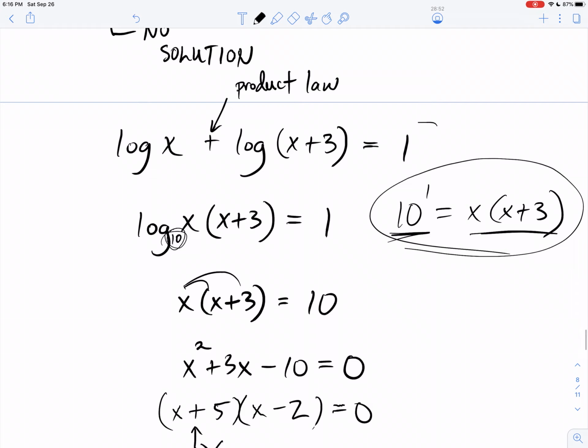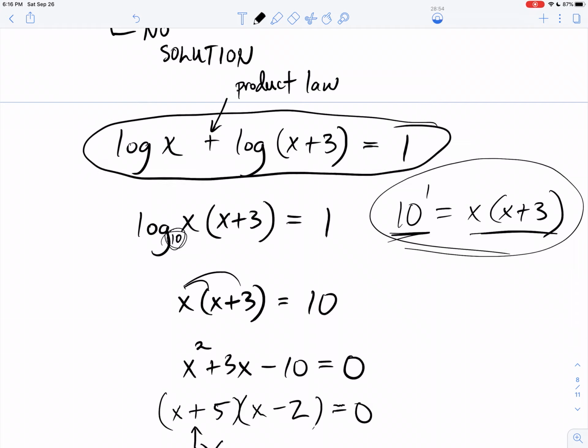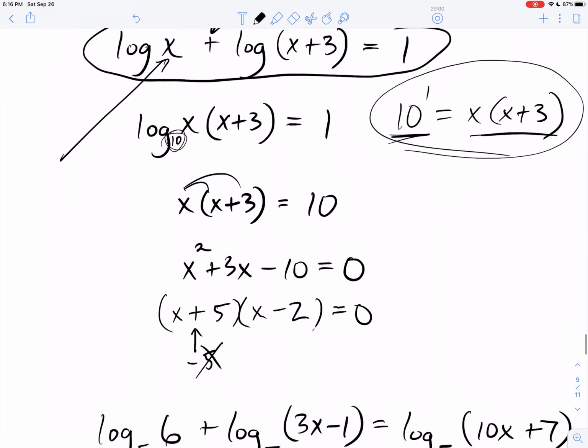I go back to my original problem. If I put a negative 5 here, I can't take the log of negative 5, but I could take the log of 2. That's legit. So in this case, the only answer that worked was 2. Once again, log equations: it's either 1, 2, or none. That's what happens when you're solving them.